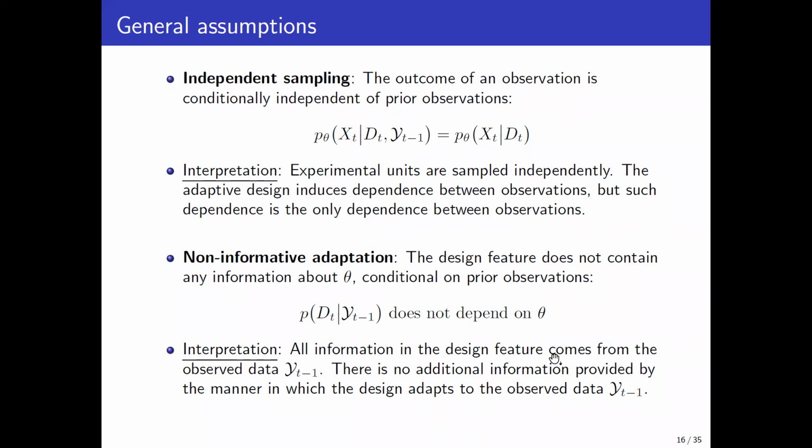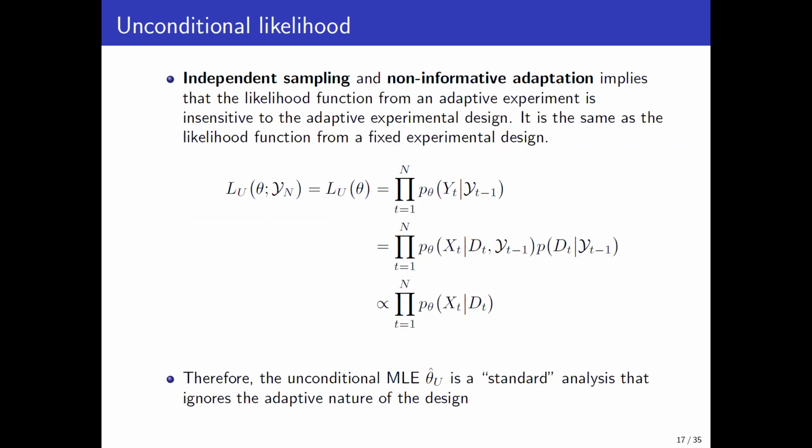All of the information in the design feature comes from that previous observed data that we're adapting to. And we refer to that as non-informative adaptation. Now, the reason why we make those two assumptions is that it essentially gives us this property of what we'll call the unconditional likelihood function, which is the likelihood function associated with the combined information contained within the design and within the outcomes.